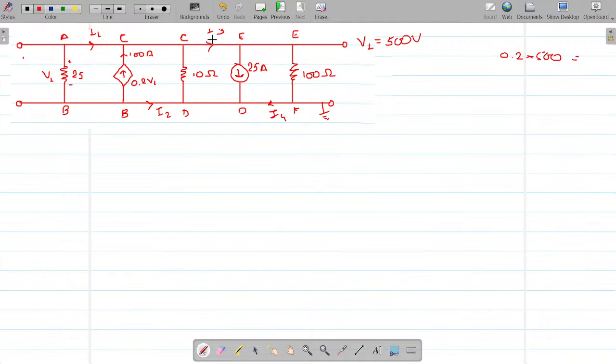Right? Now, please stay with me with this question, okay? This is 500 volts. The resistance here is what? 25. What will be the current here? What is the current here? Tell me.